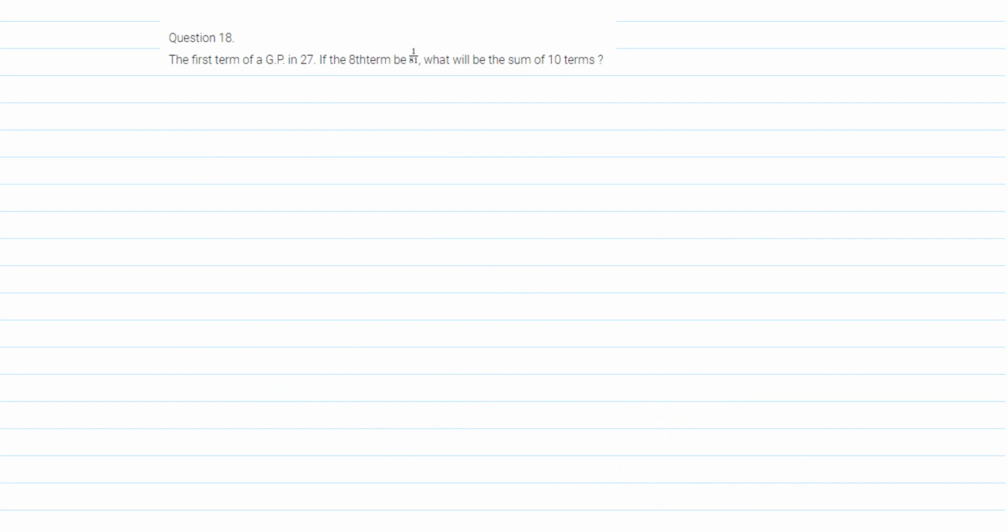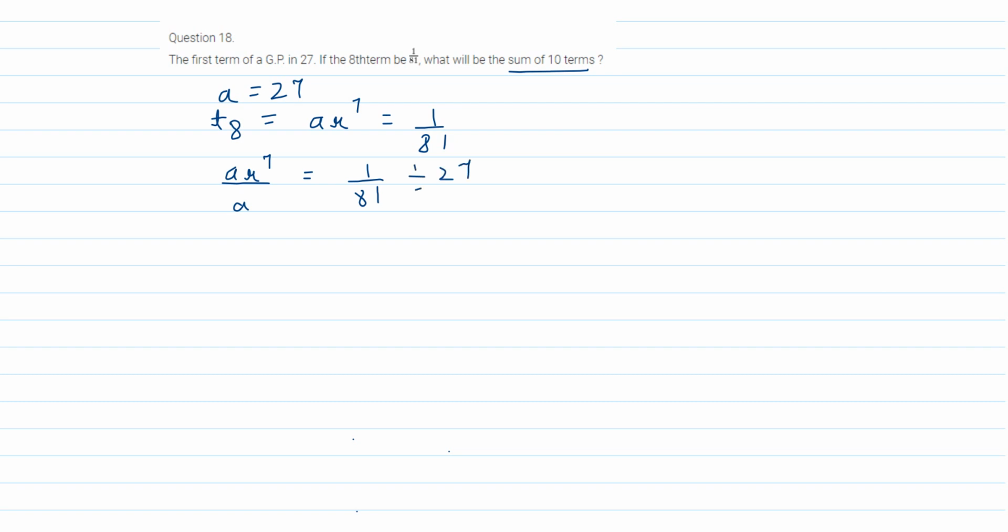Question number 18. The first term in the GP is 27, so a is equal to 27. The eighth term T8, which is nothing but a r raised to 7, is equal to 1 upon 81. You have to find the sum of 10 terms. On similar lines, students, I'll write a r raised to 7 upon a is equal to 1 upon 81 divided by 27.